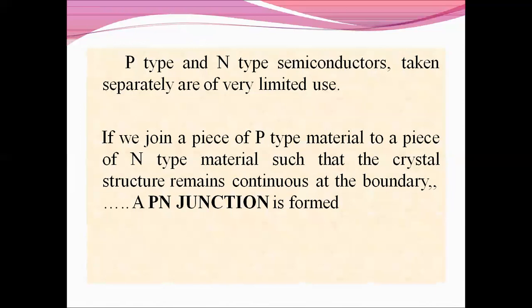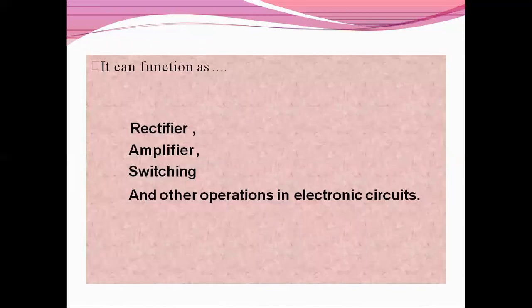P-type and N-type semiconductors taken separately are of very limited use. If we join a piece of P-type material to a piece of N-type material such that the crystal structure remains continuous at the boundary, a PN junction is formed. It can function as a rectifier, amplifier, switching and other operations in electronic circuits.